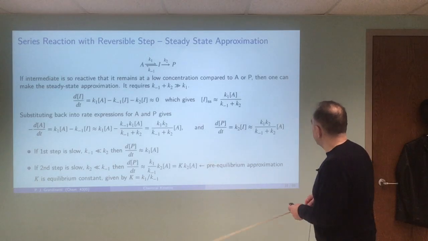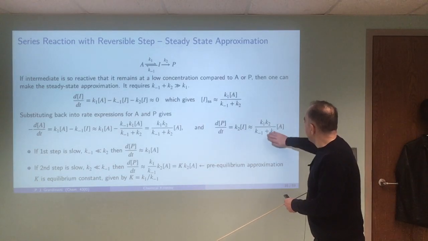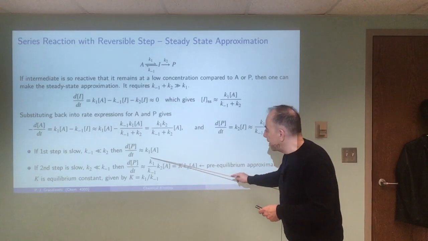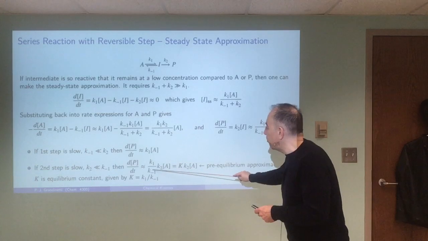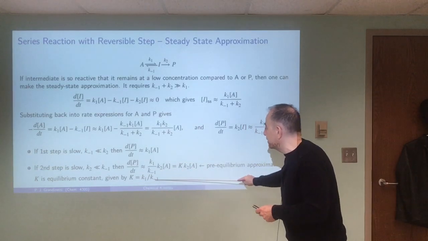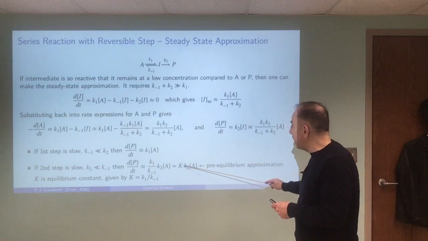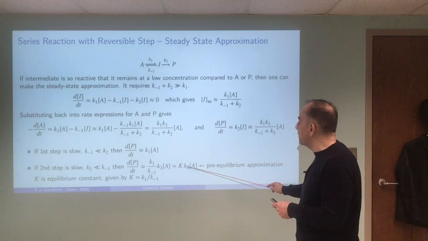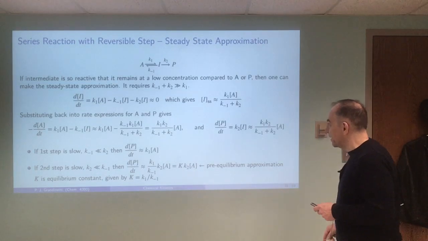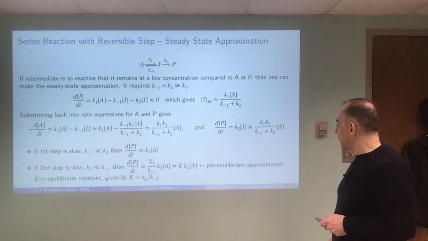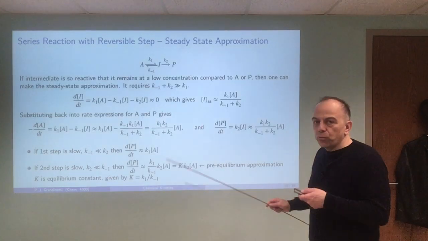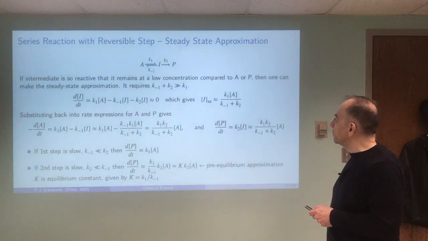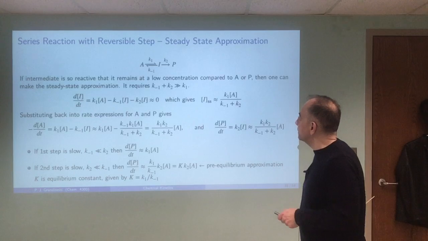All right. The other possibility is that if the second step is slow, k2 is much smaller than k minus 1, then that term goes away, and we're left with this ratio times k2, and that's given right here. That ratio you recognize as the equilibrium constant that I mentioned earlier, and then for the rate, the rate of change of P is the equilibrium constant times k2 times A. So this is what we call the pre-equilibrium approximation. This is a really common approximation that we'll be using as we look at some of the different examples here in the rest of this section.